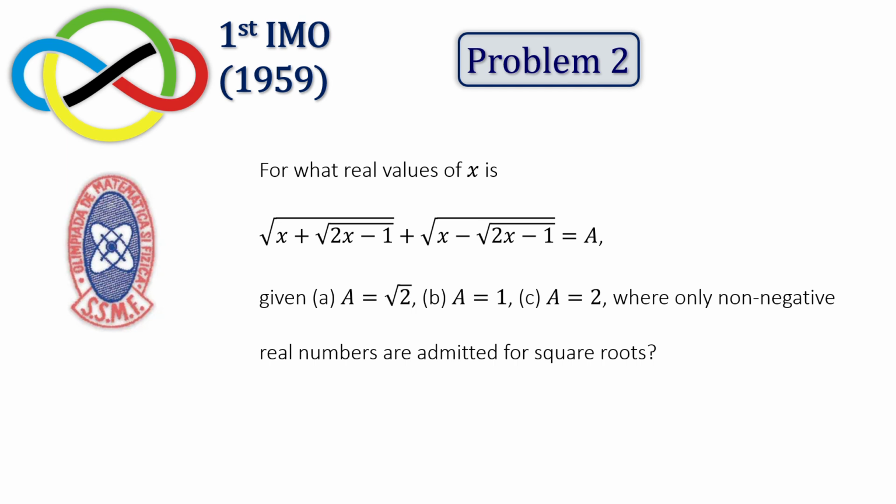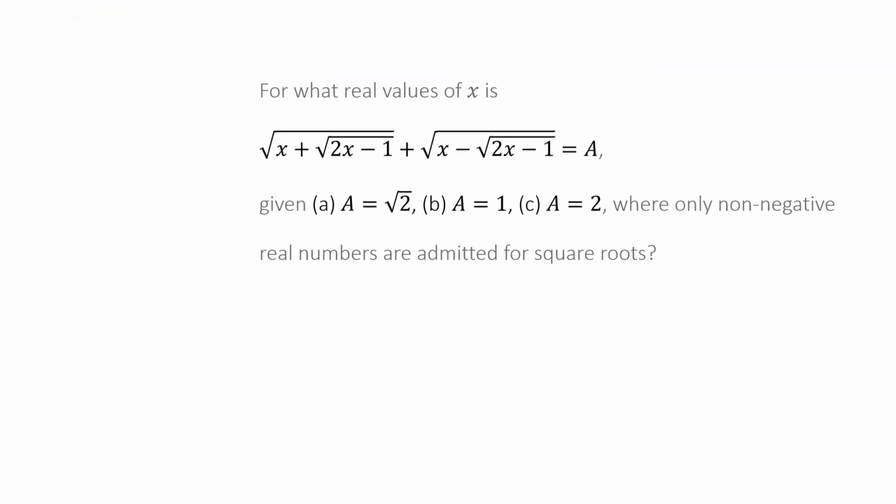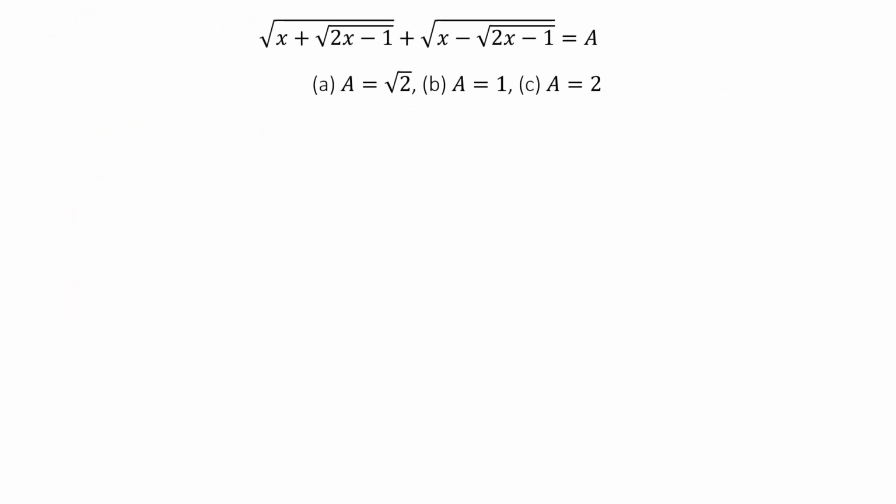It is an easy question compared to today's problems, as this type of problem can be solved by high school students. Let's find the solution. Since the square root of 2x minus 1 exists only when 2x minus 1 is greater than or equal to 0, we find that x is greater than or equal to 1 over 2.